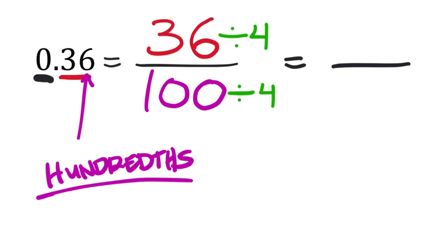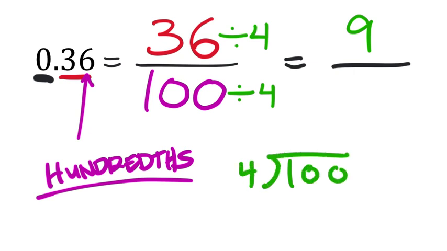Now the numerator, I know 36 divided by 4 is 9. Now if you're not familiar with 100 divided by 4, you may have to use some long division like this, which is okay. And again, I'm doing this with one scaling down, but you may have to scale it down twice if you didn't notice that both are divisible by 4.